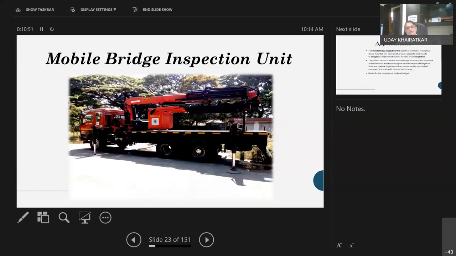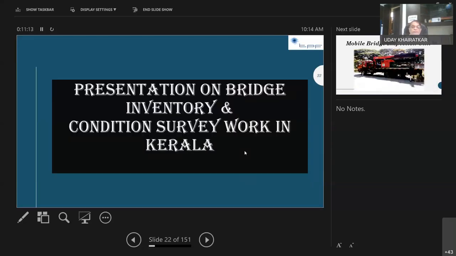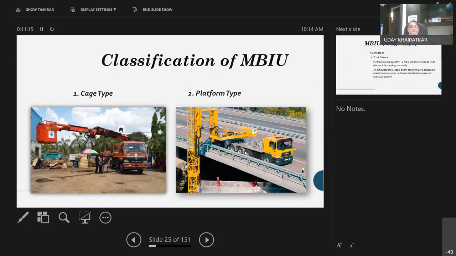This is a photograph of the MBIU that our company possesses. We own this equipment. The mobile bridge inspection unit is an electromechanical device mounted on a truck, which provides access to hidden parts of the bridge or similar infrastructure for their proper inspection. It is a truck-mounted system device for the inspection of road bridges. There are two types of MBIUs. One is the cage type, another is the platform type.